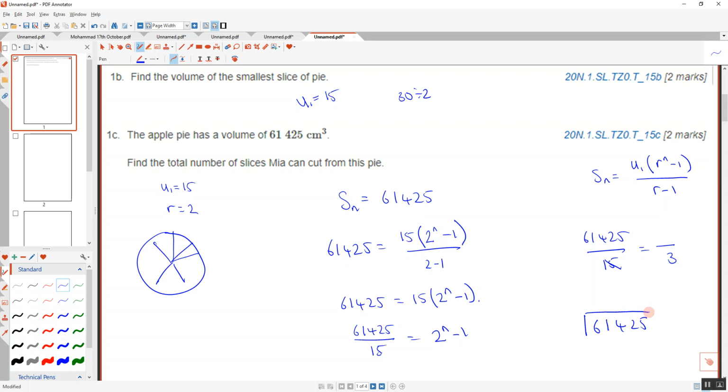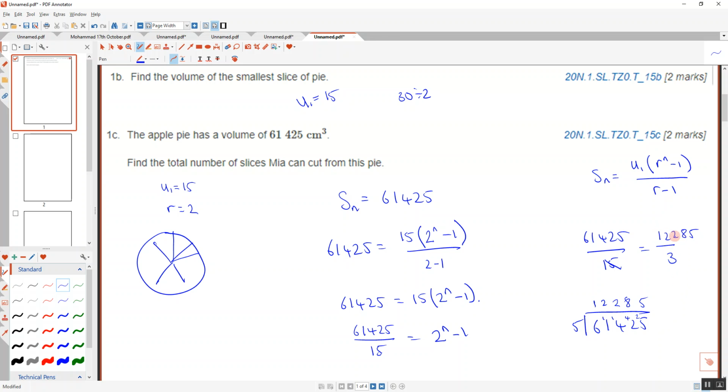61425. 5 into 6 goes once, 1 left over. 5 2s are 10, 1 left over. 5 2s are 10, 4 left over. 5 8s are 40, 2 left over, and I get 1, 8, 5.